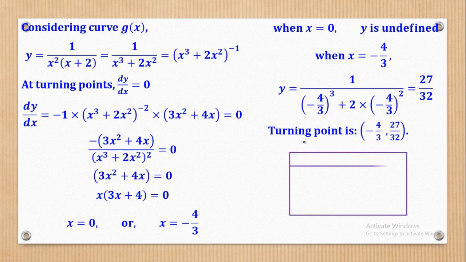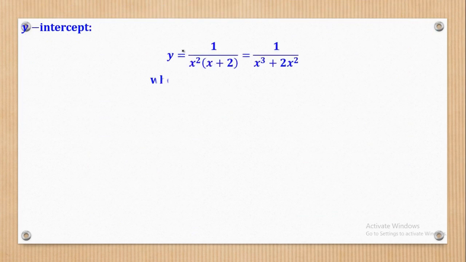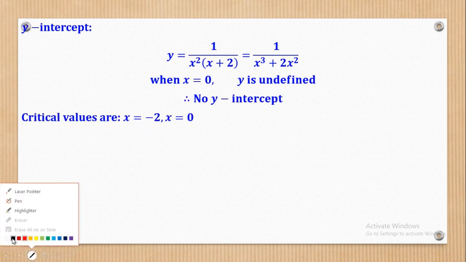We also need its nature by using the method of sign change. So we shall put that value, and for the sign change, this will be negative and this will be positive. And that implies that the nature will be a minimum. We also need the y-intercept. So from this one, when x is 0, y is undefined, therefore there is no y-intercept. So the critical values in ascending order, one will be negative 2, another one will be 0.